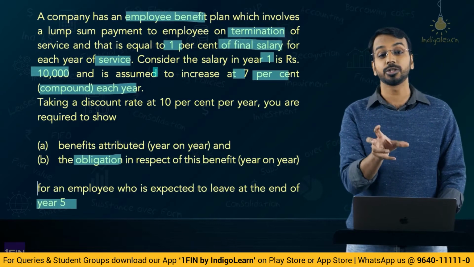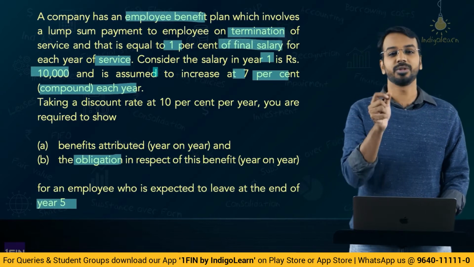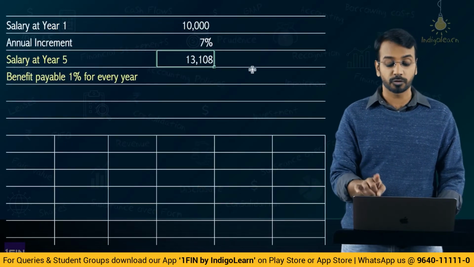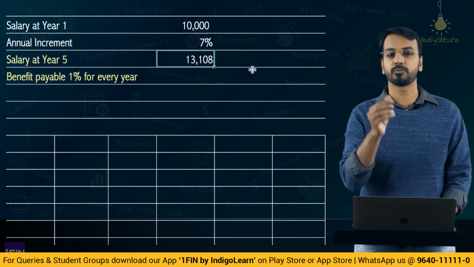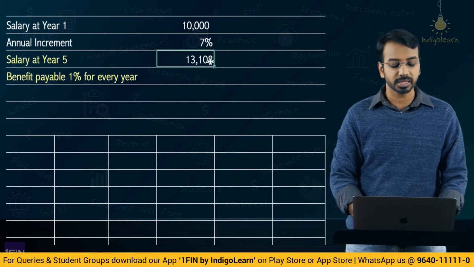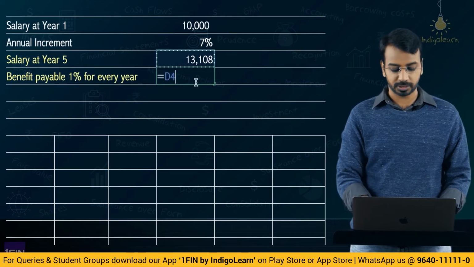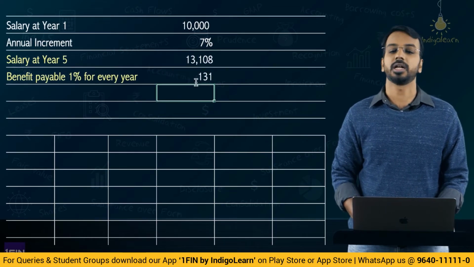Okay, so here this 10,000 is salary for the entire year, and similarly 13,108 what we got here is also for the full year. It is not on a monthly basis kind of a thing. 1% of this for every year is payable. So, 1% of this, multiplied by 1%, you get 131.